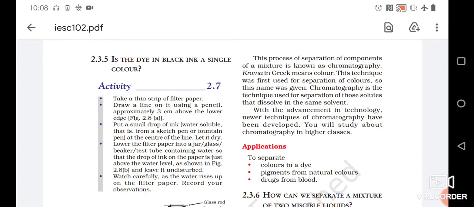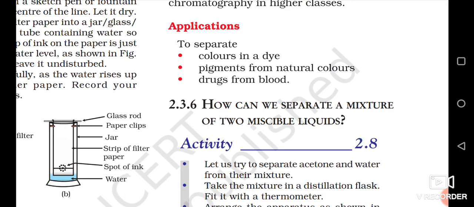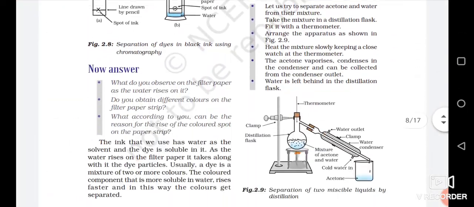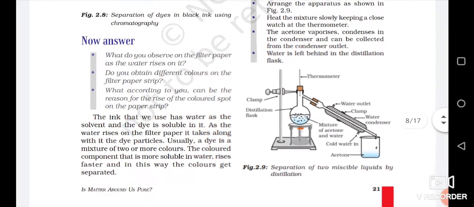Okay, now what is the application here? So we use chromatographic techniques to separate colors in a dye, pigments from natural colors, and drugs from blood. These are the principles of chromatography. Now let's talk about the next technique.